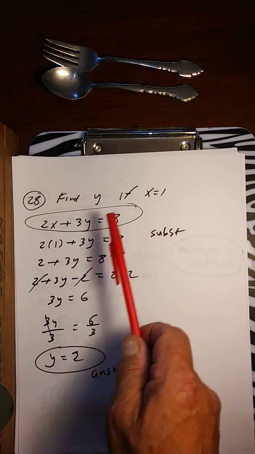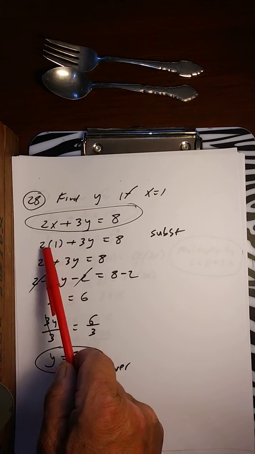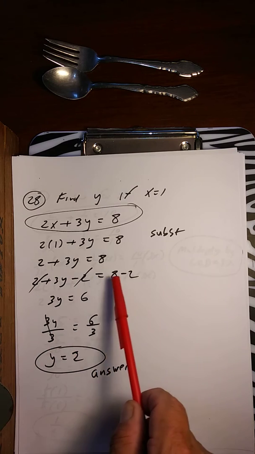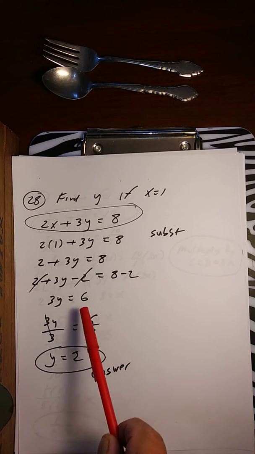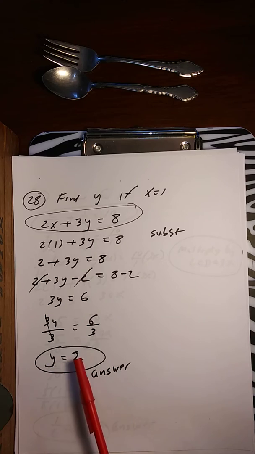Find y if x is 1. Put a 1 in there for the x. 2 times 1 is 2. Minus 2, so 3y equals 6. Divided by 3, so y equals 2.